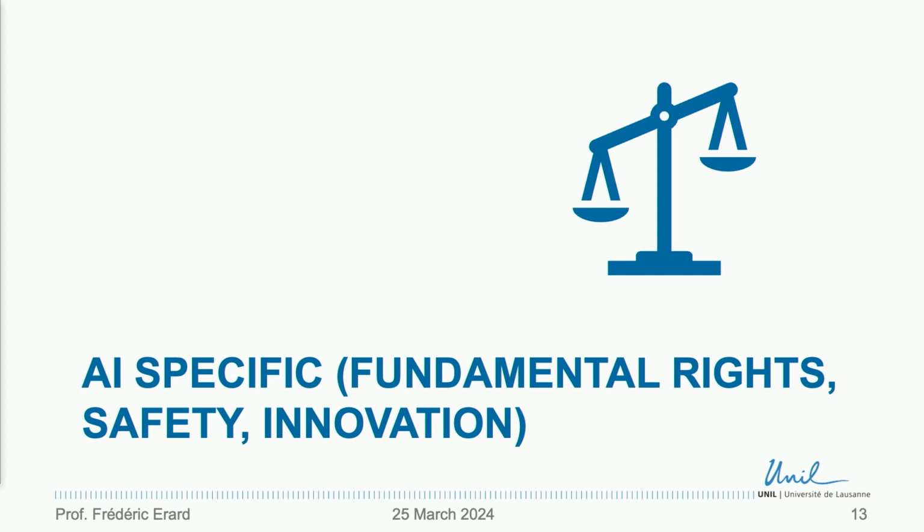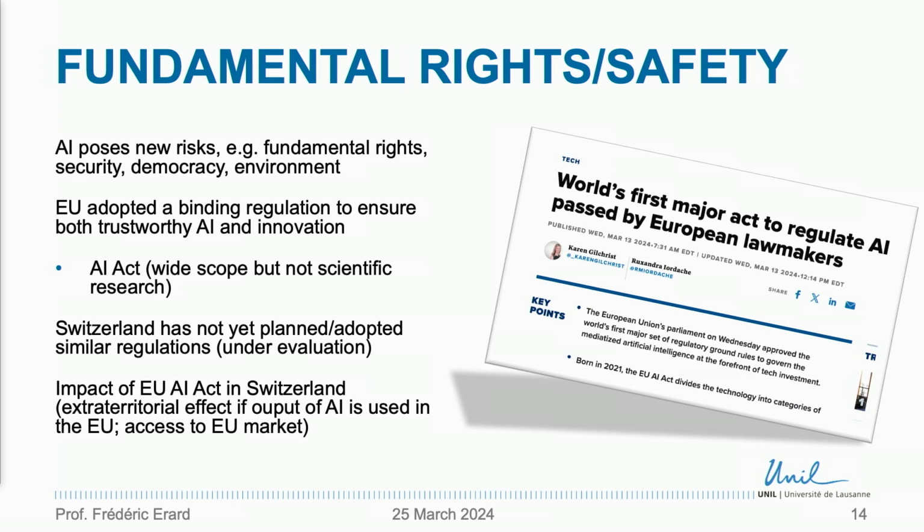Now, AI specific, the new threat, I would say, for fundamental rights, safety, innovation, at least that's something that is considered in Europe for now. So based on that, you all know that the European Union adopted this AI Act, which is a binding regulation to ensure both trustworthy AI and innovation. There is a wide scope, but research is excluded. It's also an important point to be taken into account. Switzerland today has not planned or adopted a similar regulation.